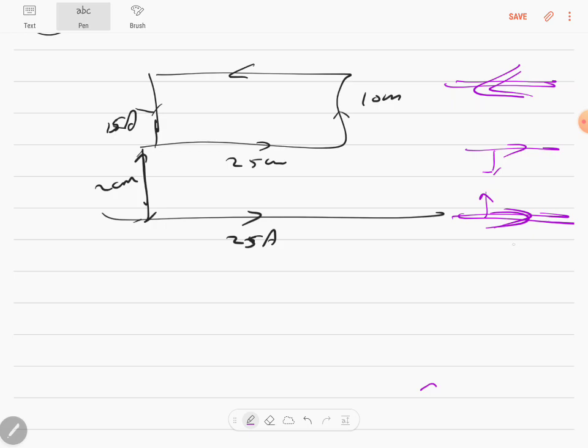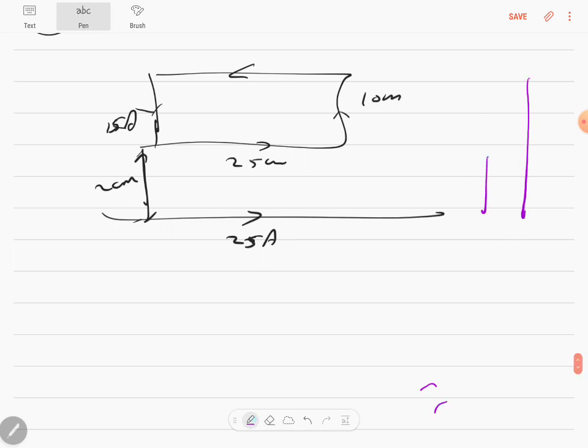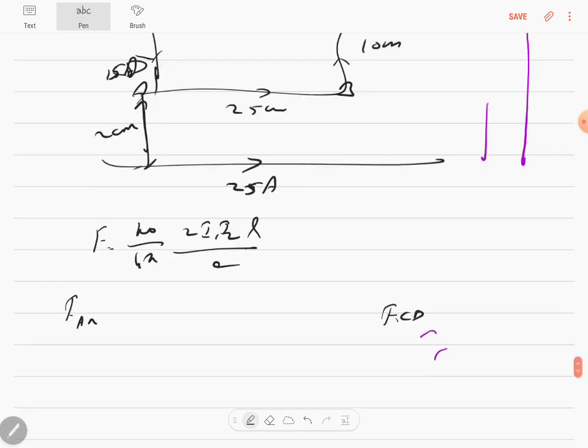Let's calculate. You know that this is closer and this is far away. The formula for force between two parallel wires is F equals mu naught by 4 pi into 2 I1 I2 L by a. This is the formula you should have memorized. So this is the force on one. Let's name this AB, and this is CD, and do the force on AB and force on CD separately.